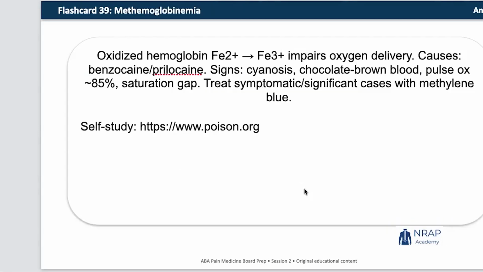Methemoglobinemia oxidizes hemoglobin from iron 2+ to iron 3+, which impairs oxygen delivery. It's caused by benzocaine, prilocaine. Signs are cyanosis, chocolate brown blood, pulse ox 85%, saturation gap. Treat symptomatic cases with methylene blue.